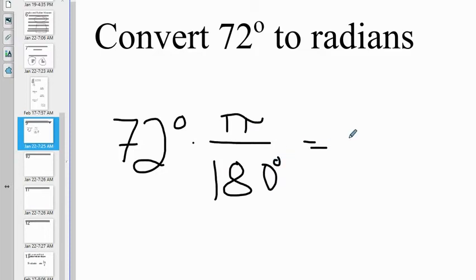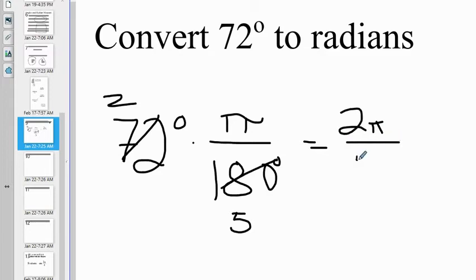So 72 pi over 180. Let's see, 36 goes into 72 two times, and 36 goes into 180 five times. And I've got 2 pi over 5. So there we go. 72 degrees is the same as 2 pi over 5 radians.